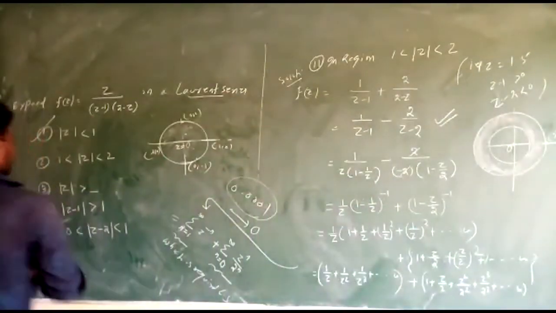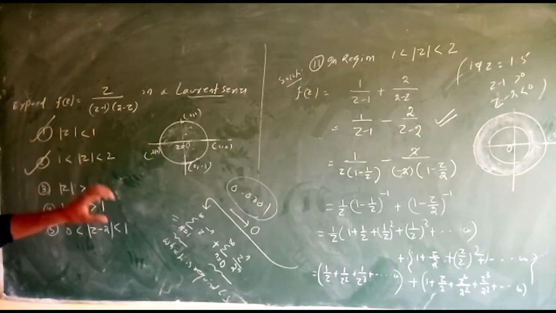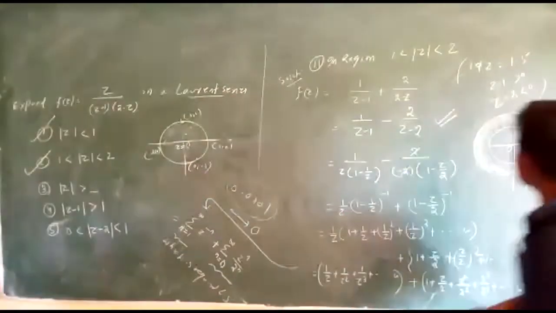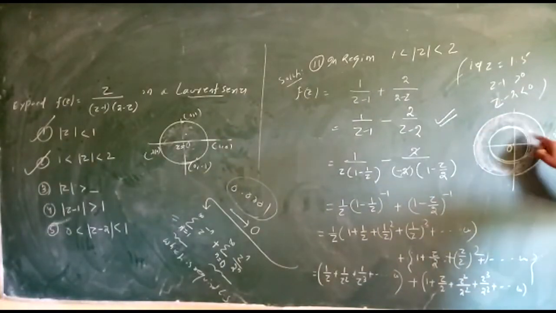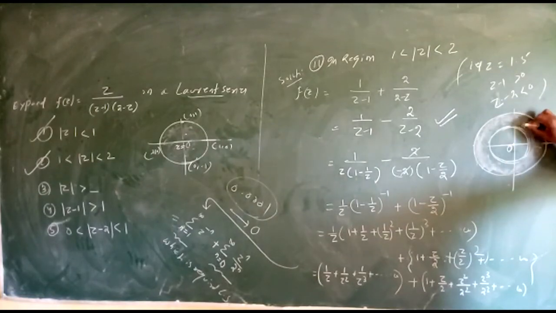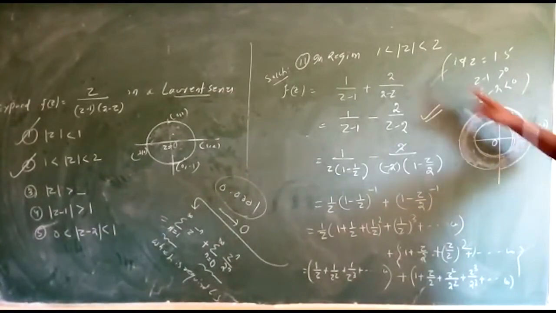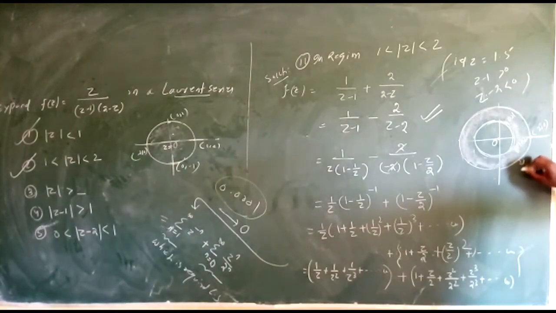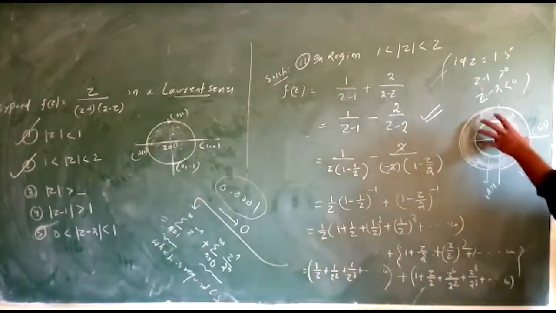To find a series in this region, what is this region? 1 < |z| < 2. Then we find a unit circle. Above this is |z| greater than 1, and this is |z| equal to 2. Below, |z| less than 2. In this region, |z| greater than 1 and |z| less than 2, because this circle is |z| equal to 2 and this circle is |z| equal to 1. Then we find an annulus.